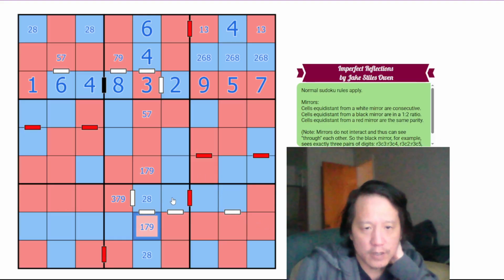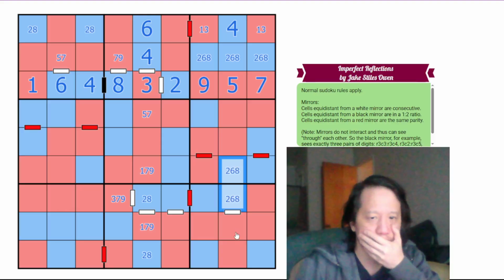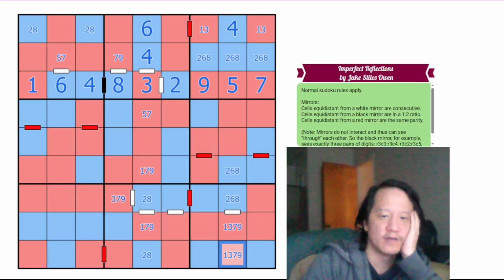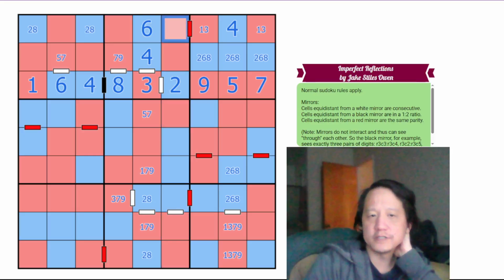What else do we have? These digits are consecutive, but we don't have any restrictions, really. What about these? So these have to be 2, 6, or 8. But these could be then 1, 3, 5, 7, or 9. No 5. But that's not helpful. These are consecutive. Okay. Remaining digits in row 1 are 5, 7, and 9.